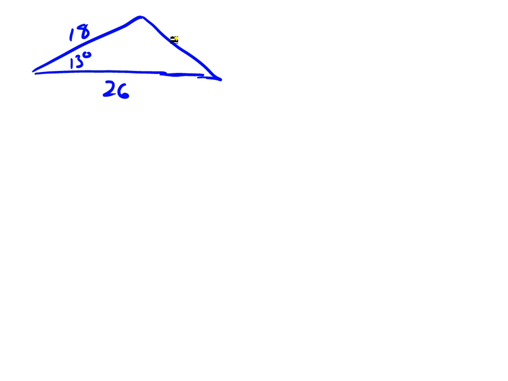I can double check, because if it were, this would have to be the hypotenuse, which would mean that the cosine of 13 degrees should be 18 divided by 26, but it's not. I checked it on my calculator.